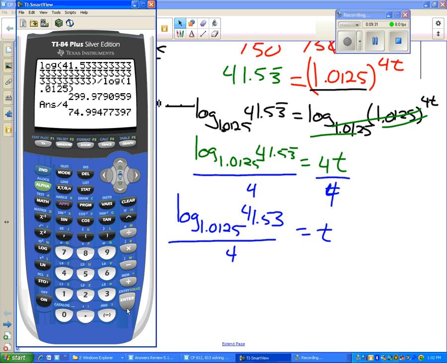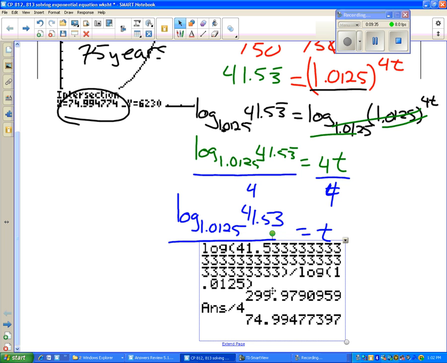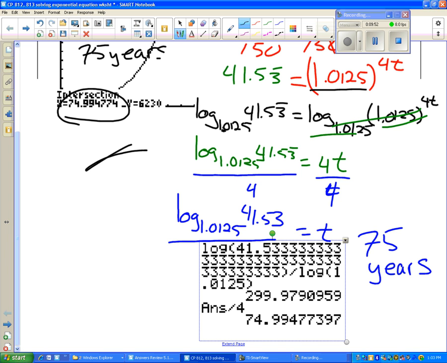And hey, what do you know? Do these two numbers look similar? 74.99477397. I get the same 75 years. So I can do this not just graphically, but now I can also do it algebraically. I have 2 ways of doing these problems.